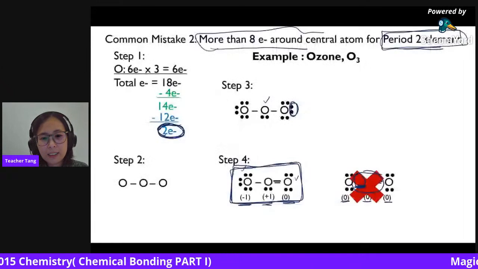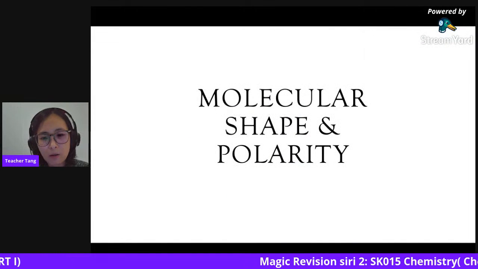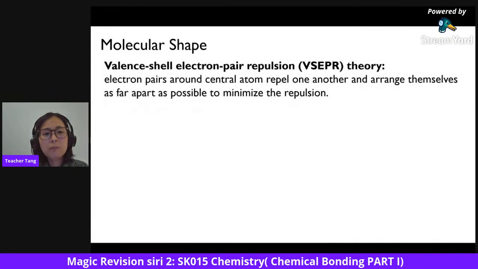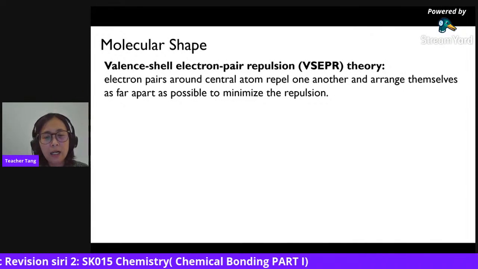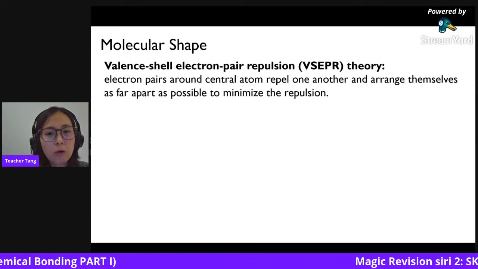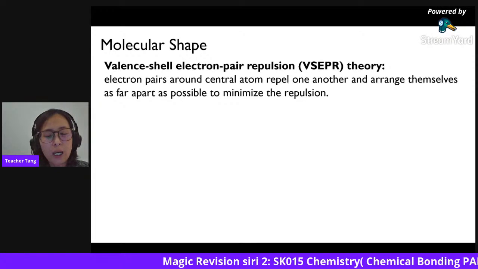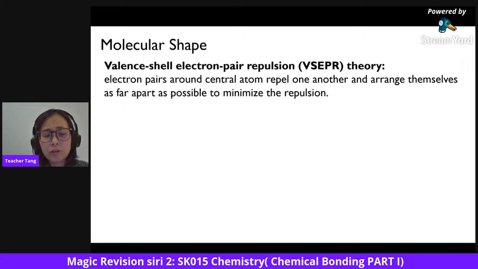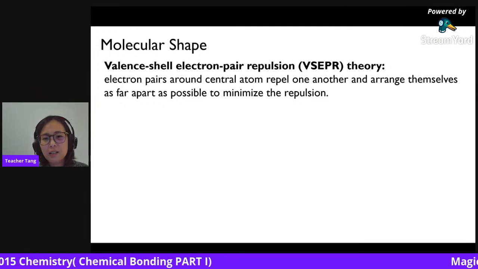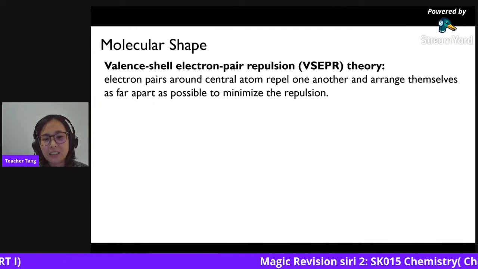So basically that's it for the Lewis structure. Then we move on to molecular shape and polarity. For molecular shape, remember to determine the molecular shape of a molecule or polyatomic ion, basically follow the valence shell electron pair repulsion VSEPR theory. The theory states that electron pairs around the central atom will repel each other. Therefore, in order to minimize the repulsion, they will arrange themselves as far apart as possible.